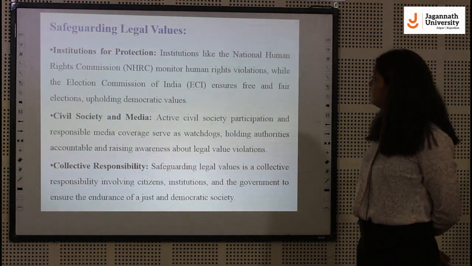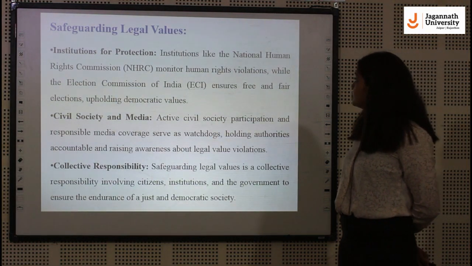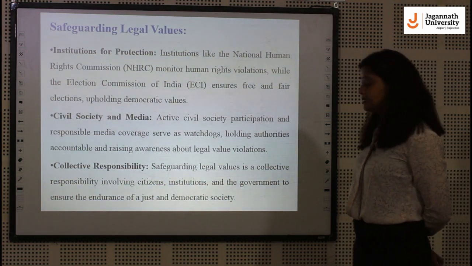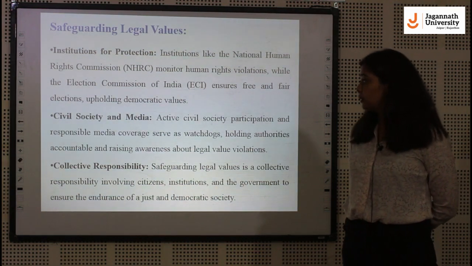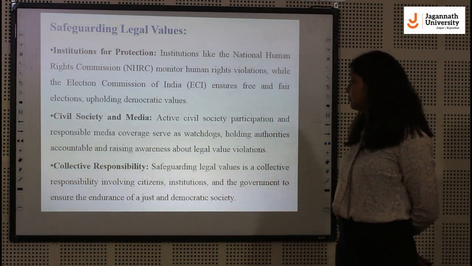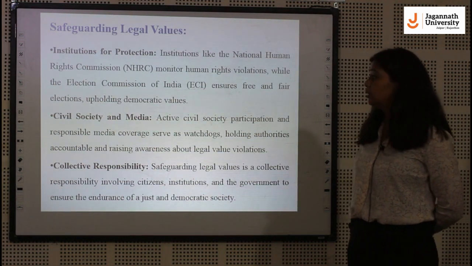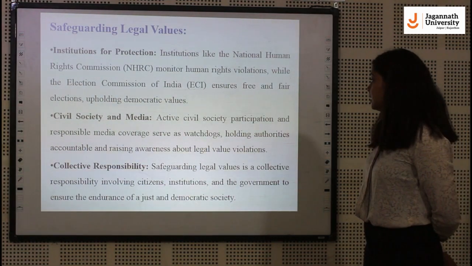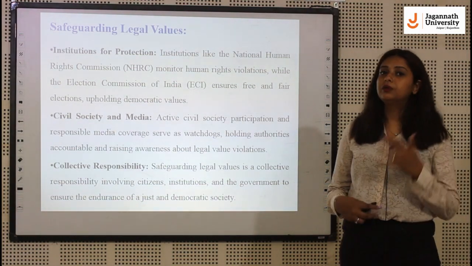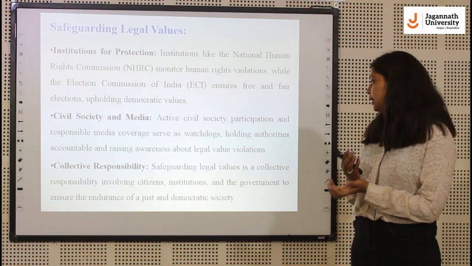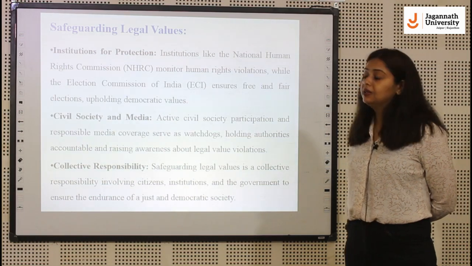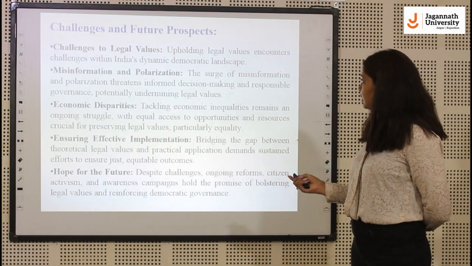Institutions for protection. What are the institutions? The NHRC, National Human Rights Commission, monitors human rights violations, while the Election Commission of India, ECI, ensures free and fair elections, upholding democratic values. Civil society and media play a very significant role. They are watchdogs, holding authority accountable and raising questions about legal value violations. Collective responsibility. Of course, it is a collective responsibility to safeguard the legal values or constitutional values of our country, which includes all the citizens, institutions and the government, to ensure the endurance of a just and democratic society.